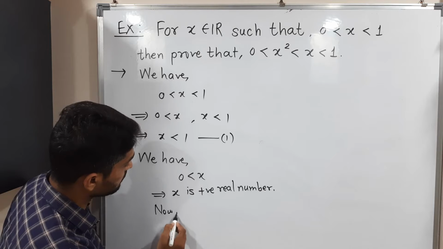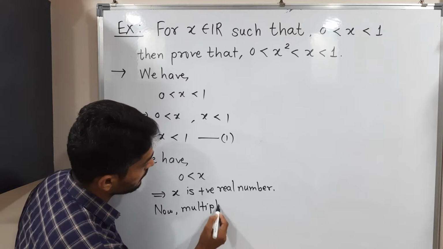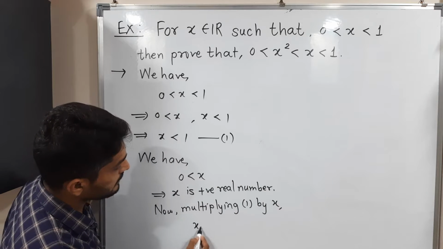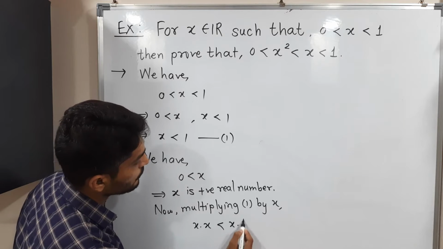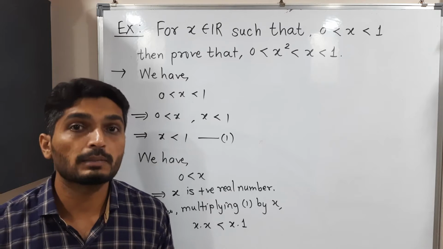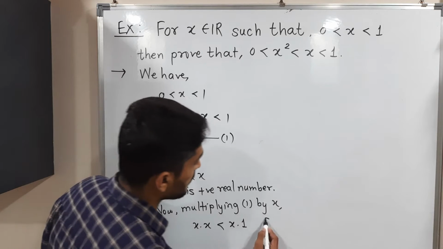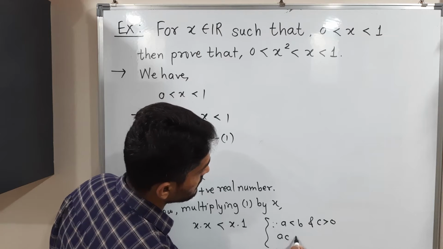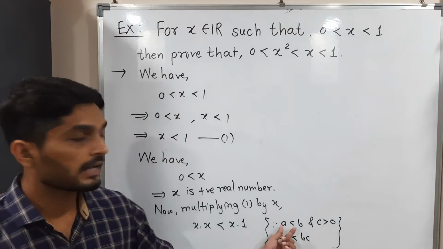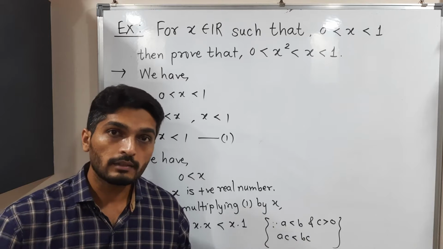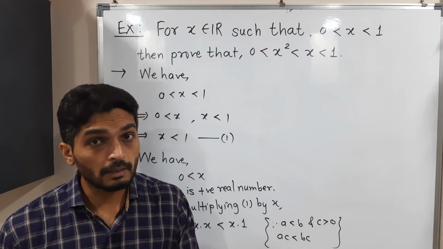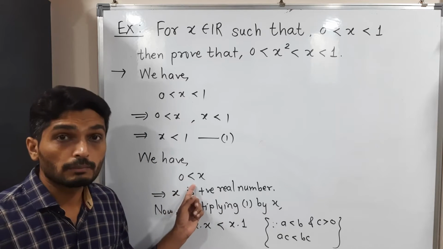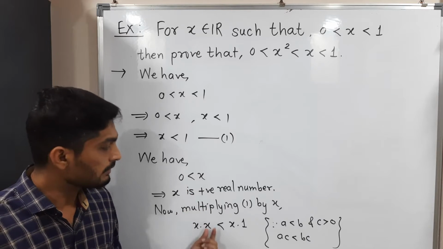Multiplying 1 by x, we will have x into x < x into 1. Since x is a positive number, that's why it is possible. One property we have studied: if a < b and c > 0, and you multiply, you will have the same inequality. If you multiply any inequality by a positive real number, we have the same inequality. But if you multiply by a negative real number, the inequality will get changed. Here we are multiplying by a positive real number. We have proved it is positive, so we will have the same inequality.